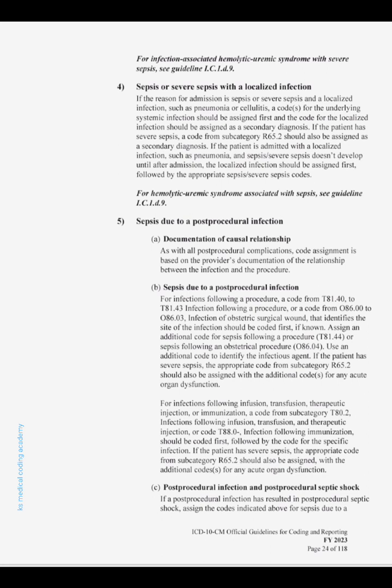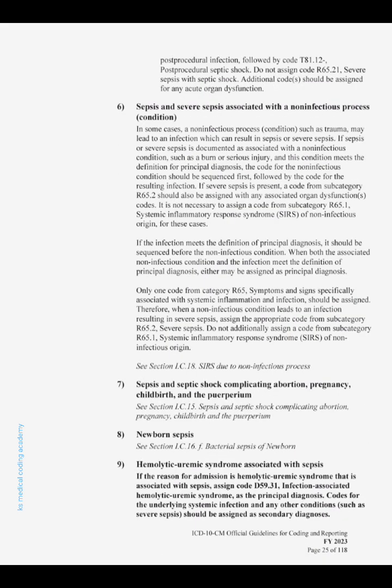c. Post-procedural infection and post-procedural septic shock. If a post-procedural infection has resulted in post-procedural septic shock, assign the codes indicated above for sepsis due to a post-procedural infection, followed by code T81.12, post-procedural septic shock. Do not assign code R65.21, severe sepsis with septic shock. Additional codes should be assigned for any acute organ dysfunction.